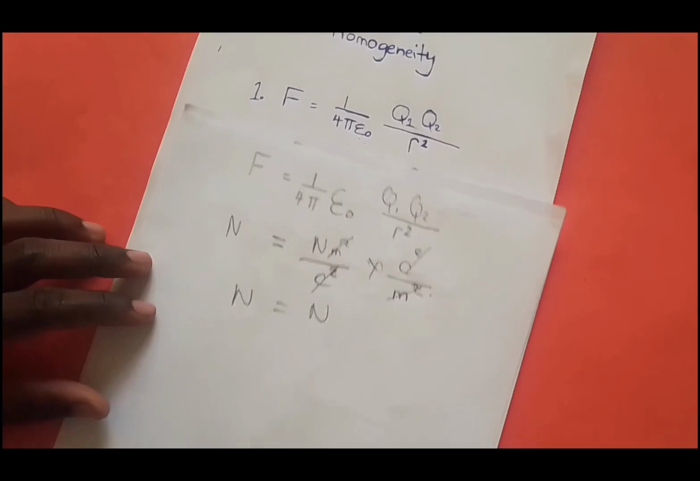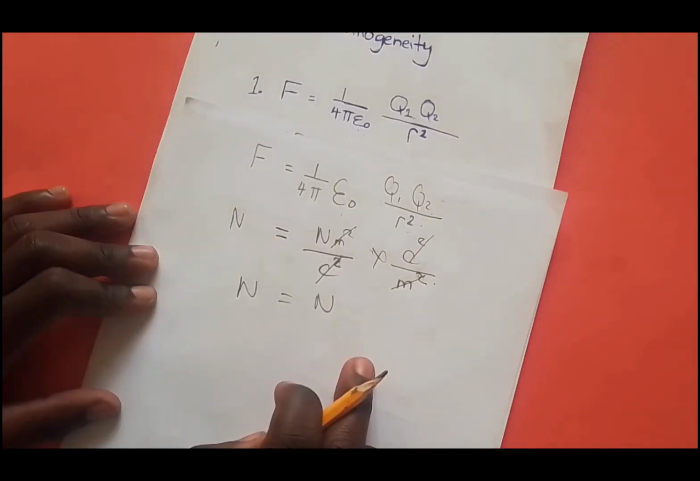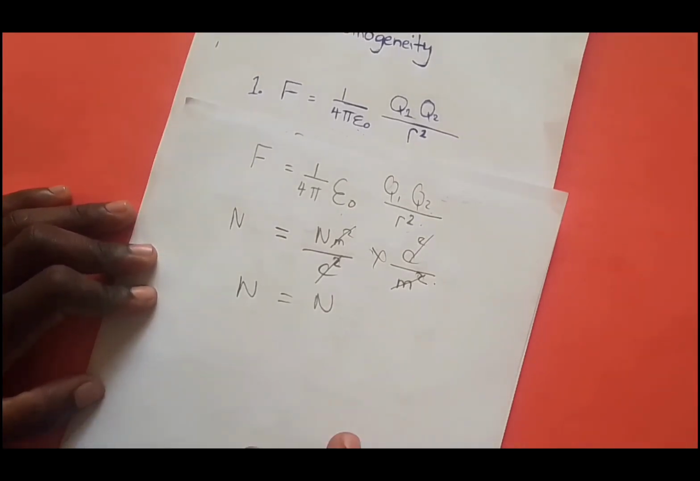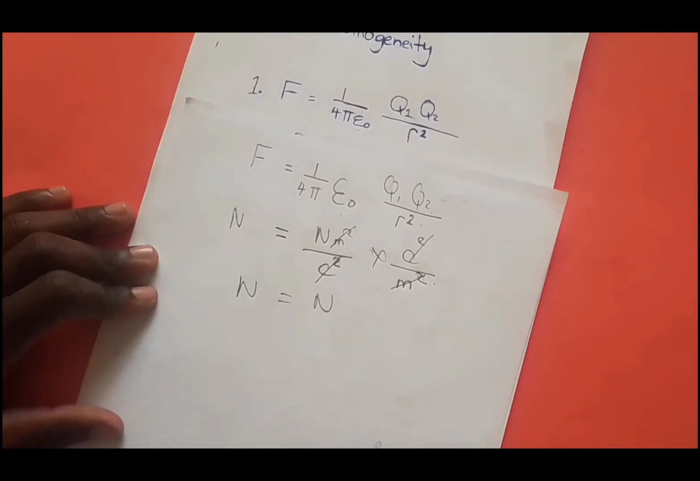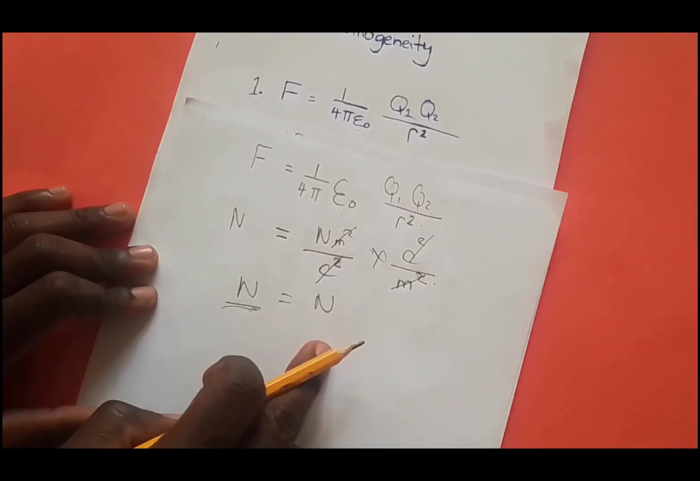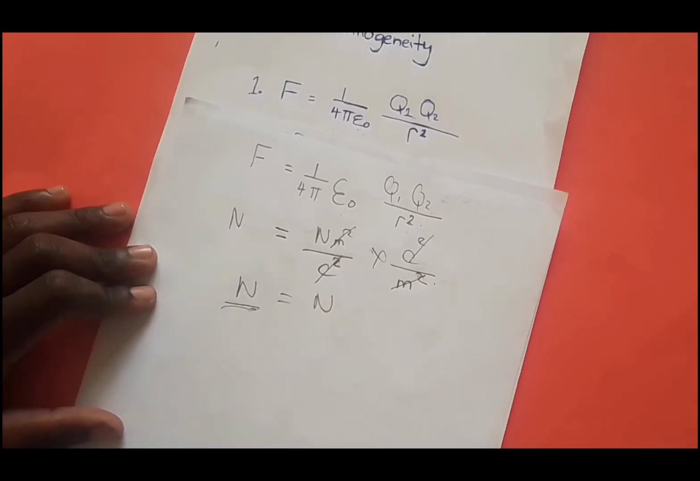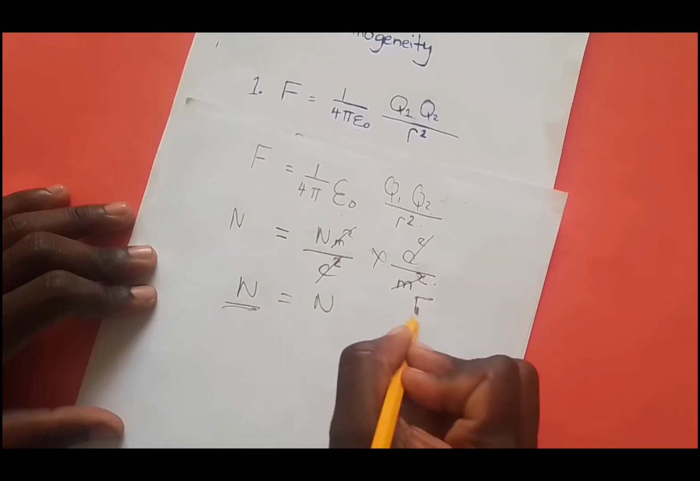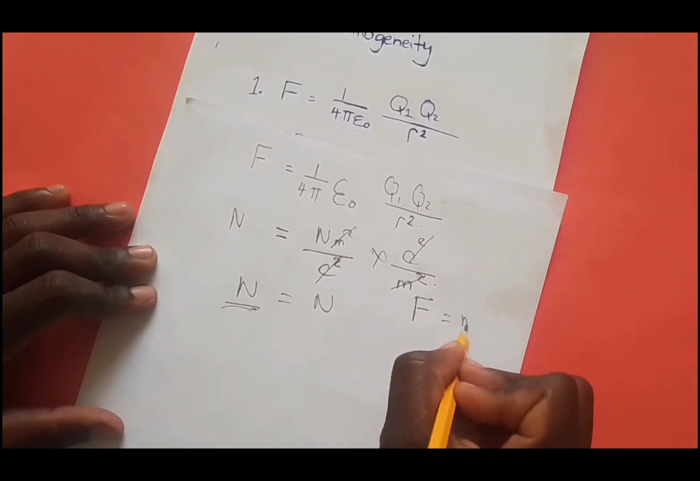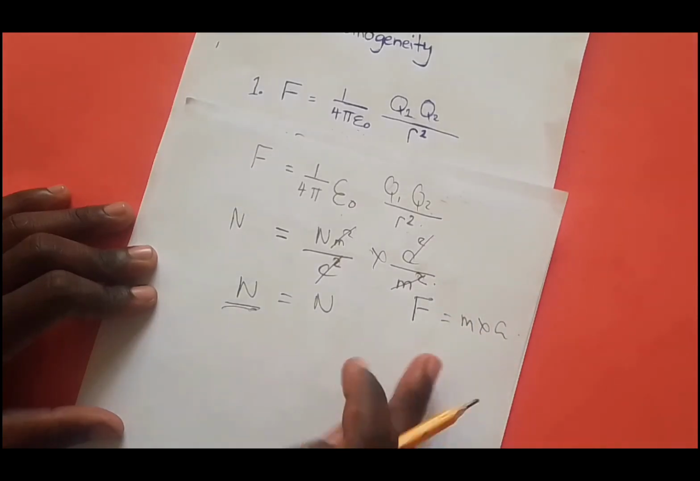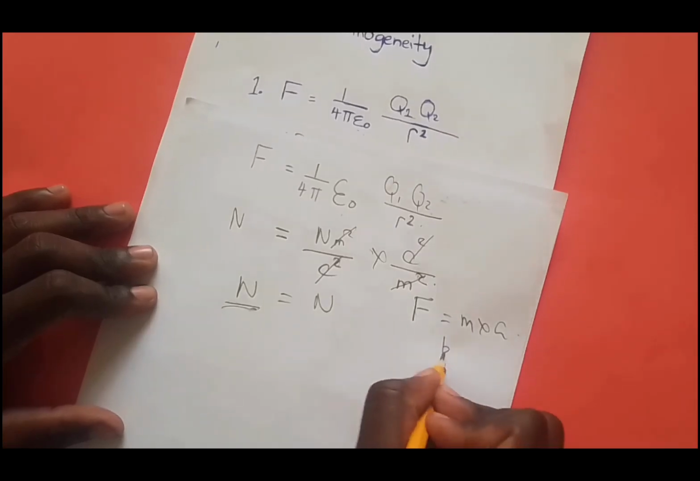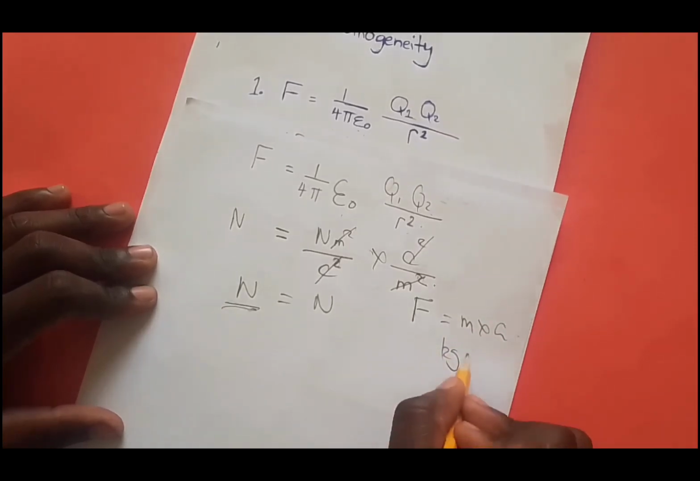At this point, the homogeneity of the equation has been established. But the question is demanding to prove the homogeneity of the equation using base units. Newton is not a base unit, so what is the base unit for newtons? We know that force is equal to mass times acceleration. What is the unit for mass? The unit for mass is kg. The unit for acceleration is meter per square second.